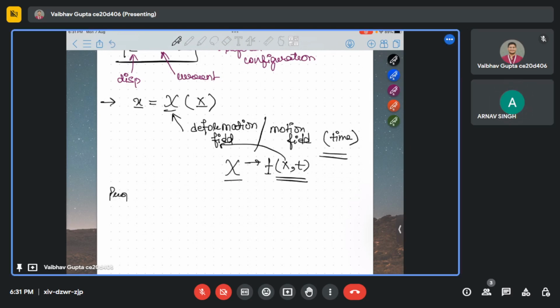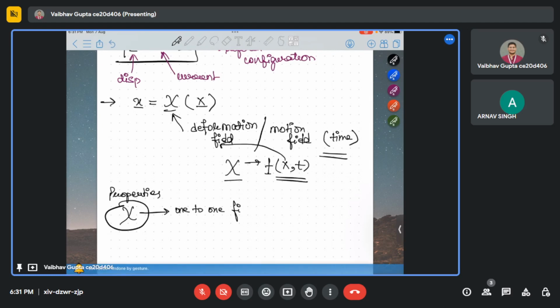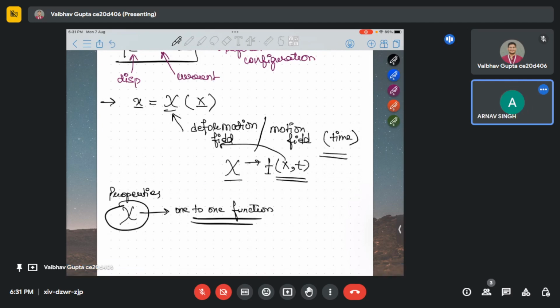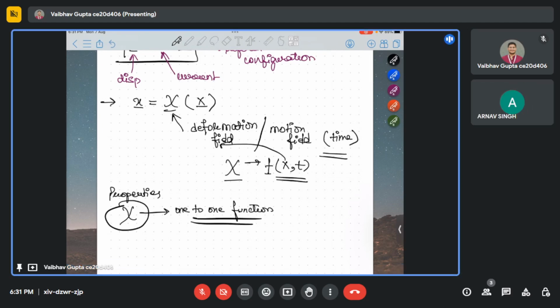Now the property of this deformation field is that it's a one-to-one function. What do we mean by a one-to-one function? One-to-one function is that every point has a domain, has its range. Each particle which has some domain will definitely have the range and vice versa. So it is referred to as a one-to-one function.